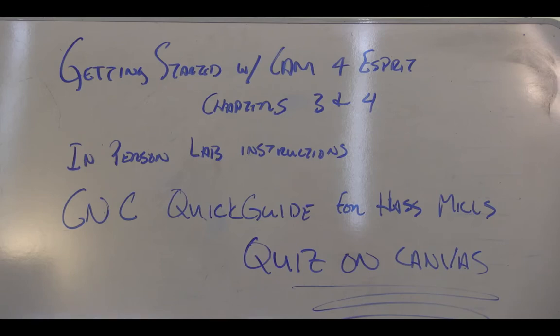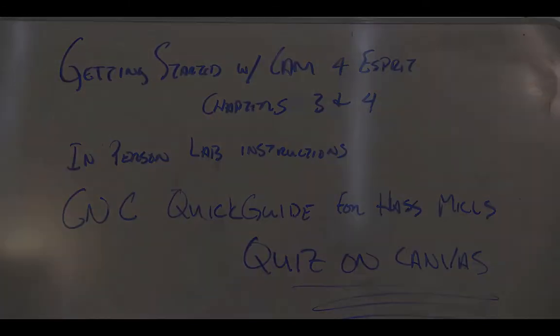In addition to that, I want everybody, whether you're in person or remote, to review the lab instructions for the in-person labs, including watching the videos and thinking about the steps that you would do. And I want you to go to the CNC Quick Guide for Haas Mills and review the sections in the CNC Quick Guide for Haas Mills for setting work offsets.